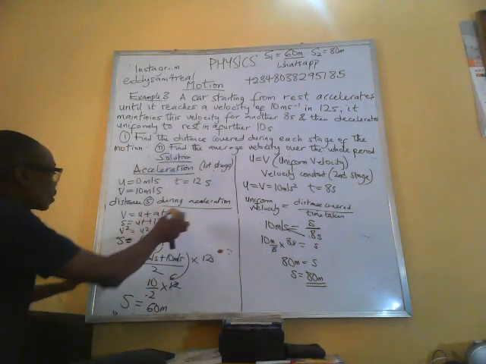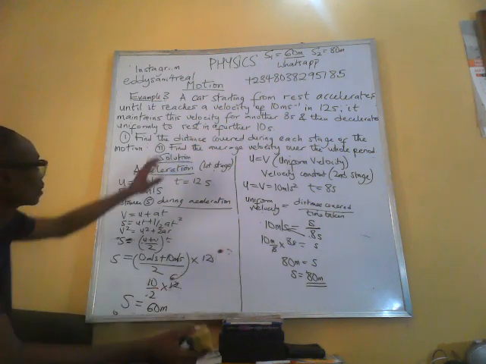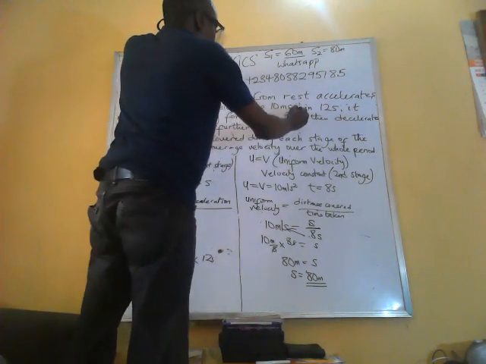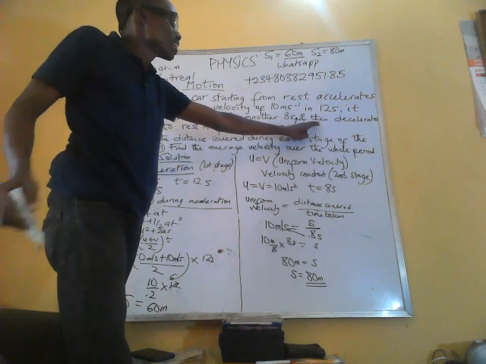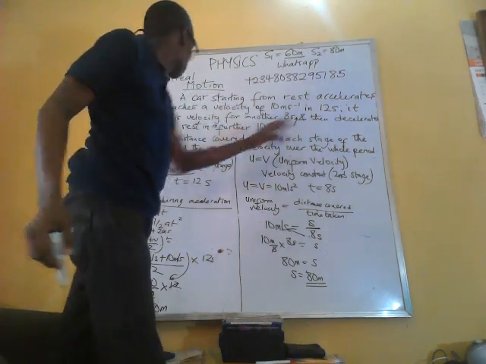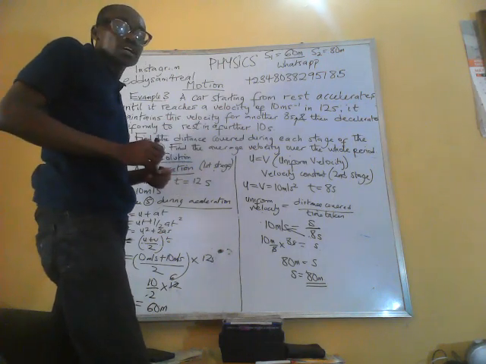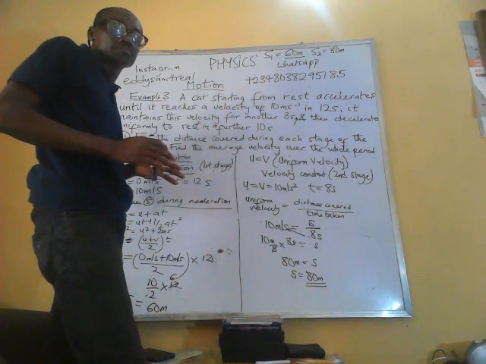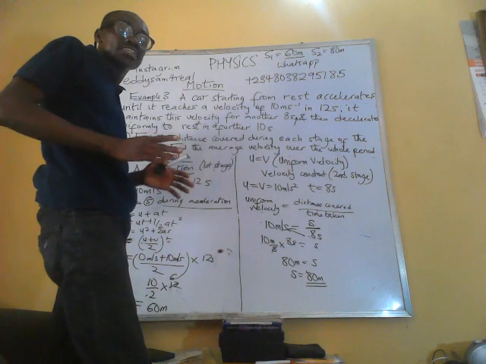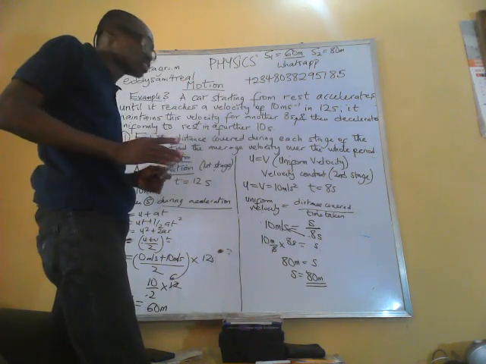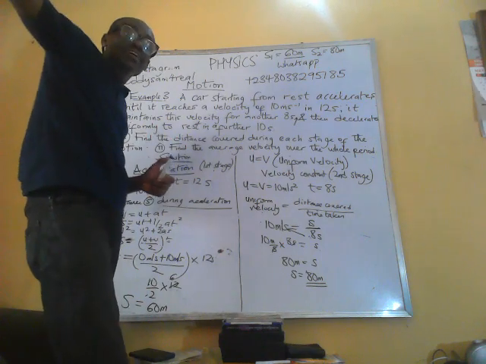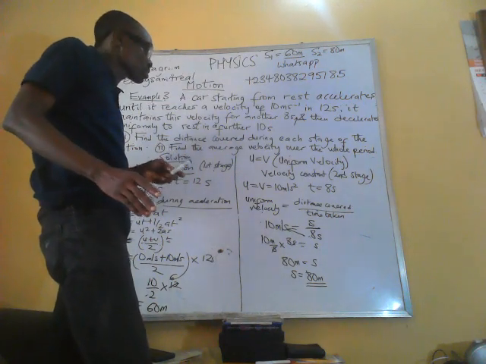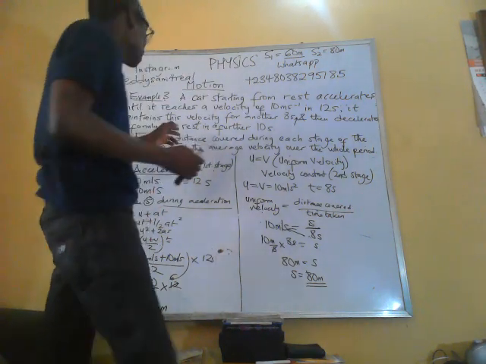So now I want to solve the last part. They said, this was where the second part stopped. Then the car decelerates uniformly to rest in a further 10 seconds. When something is decelerating, what happens is that the velocity is decreasing from a higher value to a lower value. So, and then decelerates to rest.